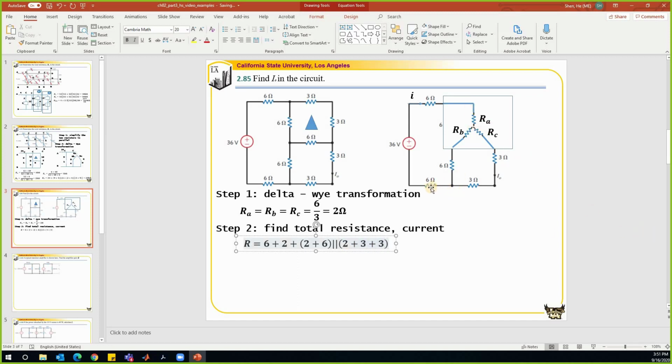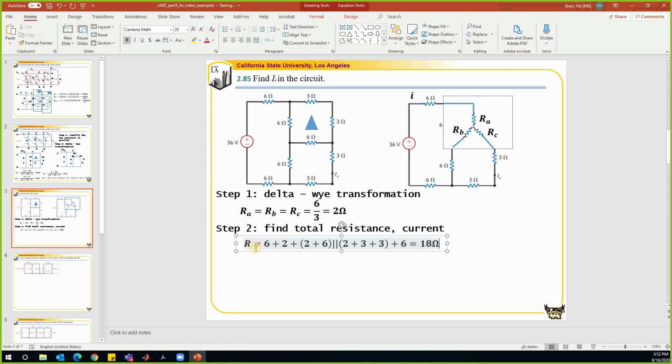And after this, we have another resistor in series with them. So that is 6, so we plus 6. So that is how we find the total resistance. So let's see. This is 8 in parallel with 8, that is 4. 4 plus 6, 10. 10 plus 8. So we have 18 ohm.